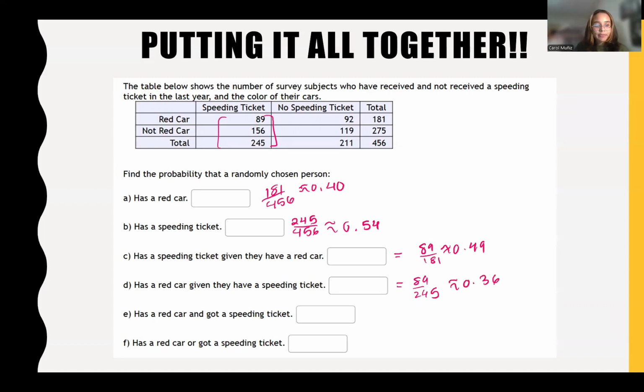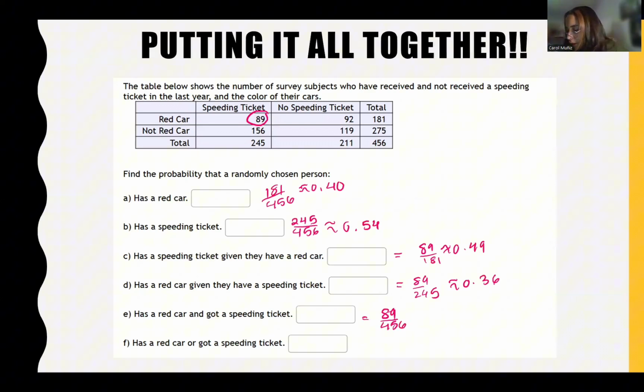Now let's go to E. Has a red car and got a speeding ticket. So now we're talking about joint probability. If we look at our table, we want to find where having a red car meets with having a speeding ticket. So 89 out of all of these cars that were measured were red and have a speeding ticket.